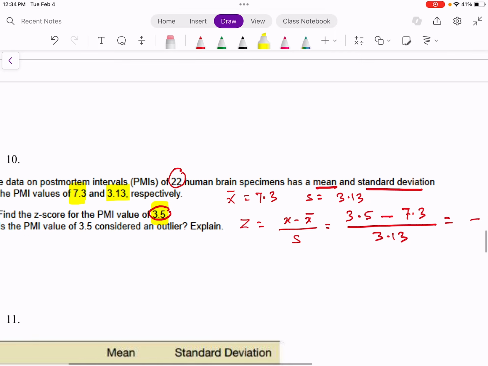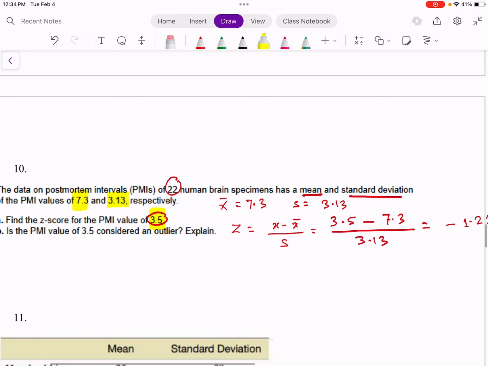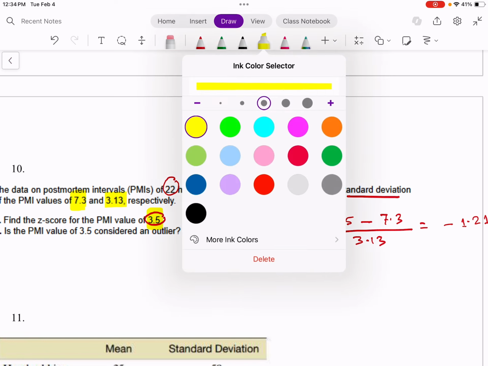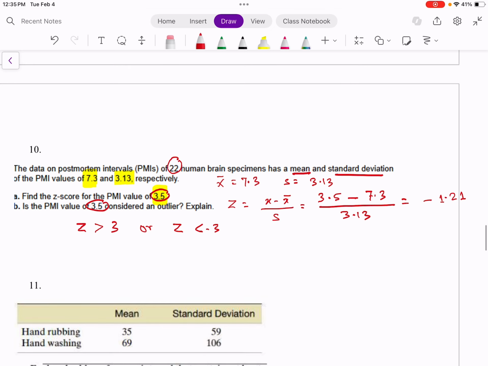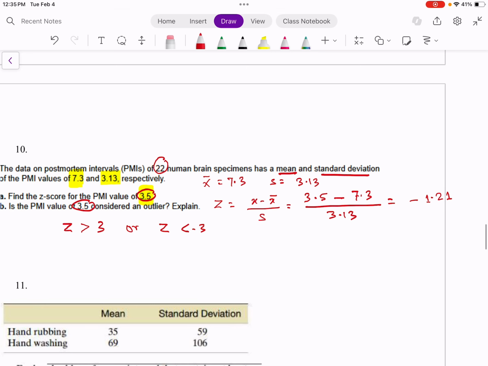Now, do we consider this 3.5 as an outlier or not? To be a possible outlier, the z-score must be greater than positive 3 or less than negative 3. We take those measurements as possible outliers. But what is the z-score for 3.5? It is negative 1.21. Now, do we take 3.5 as a possible outlier? No.